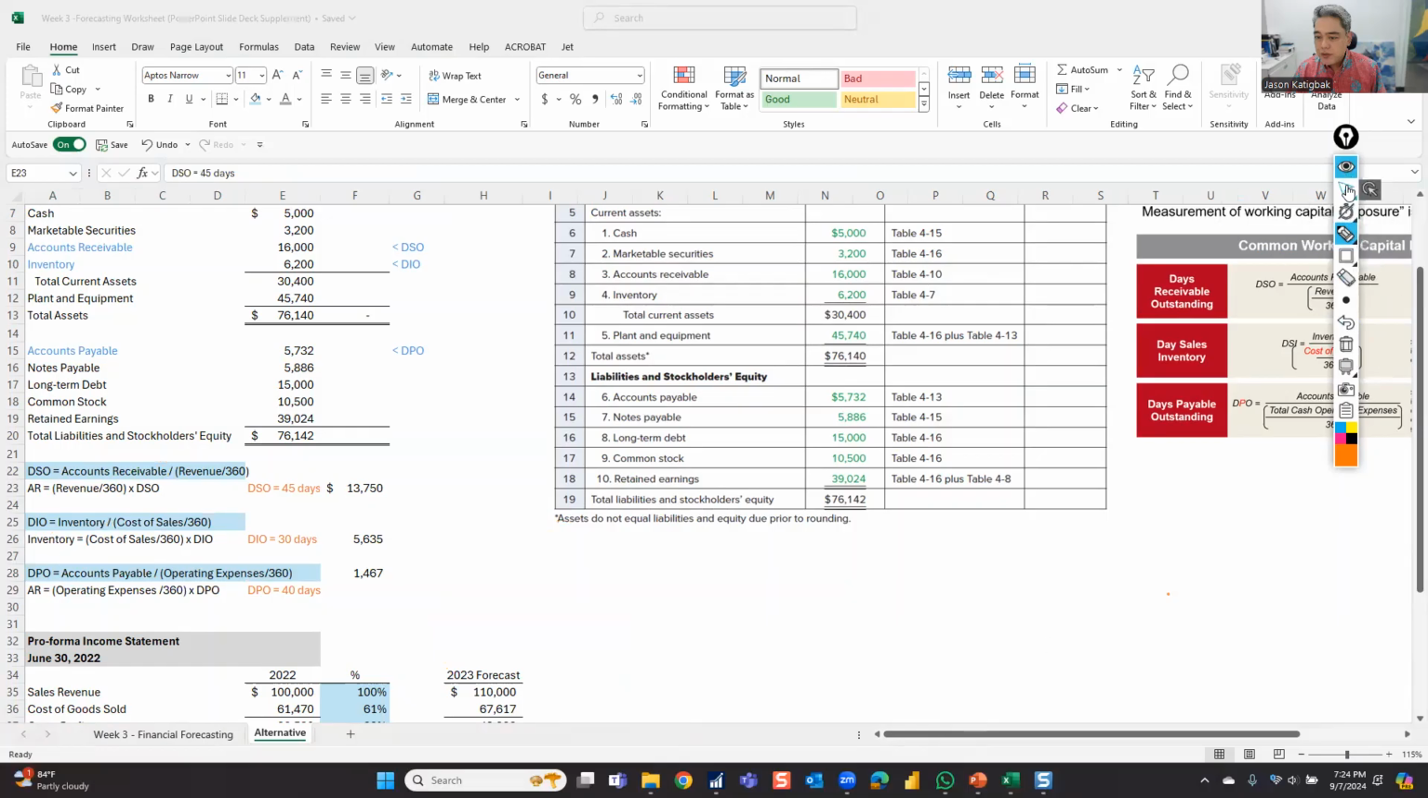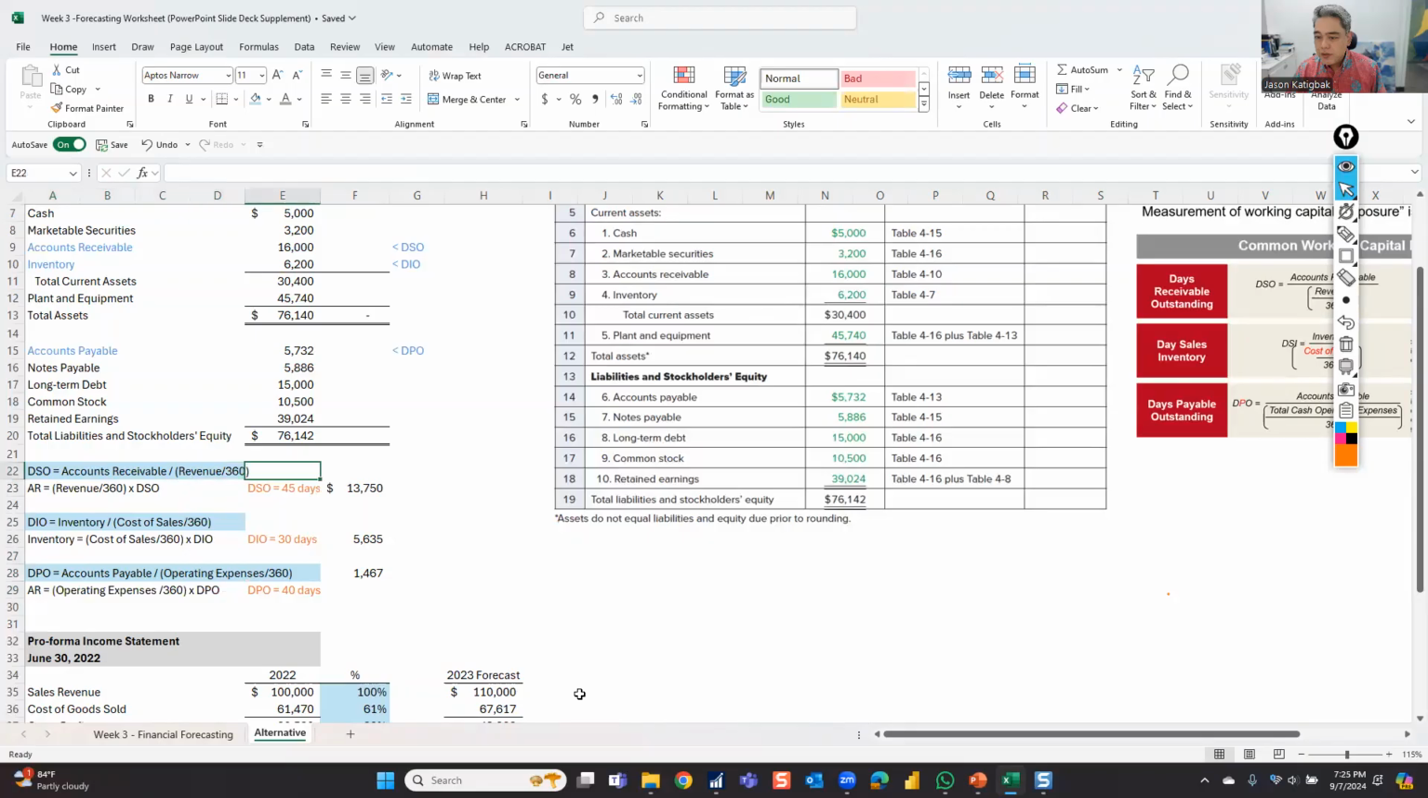So how do we do that? We just basically do a reverse of the formula. AR now is revenue divided by 360. I'll just use 360 for now. So you convert the forecasted annual revenue into a daily number over 360 days, then multiply by your desired days sales outstanding. And then your cost of sales, make it daily, multiplied by your desired days inventory outstanding, and then days payable outstanding.